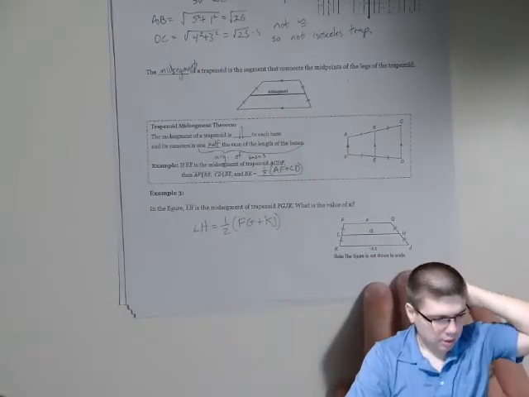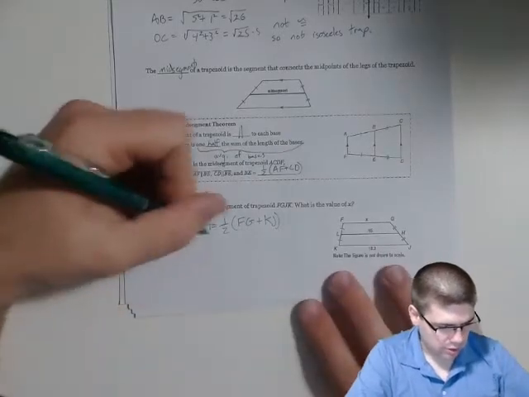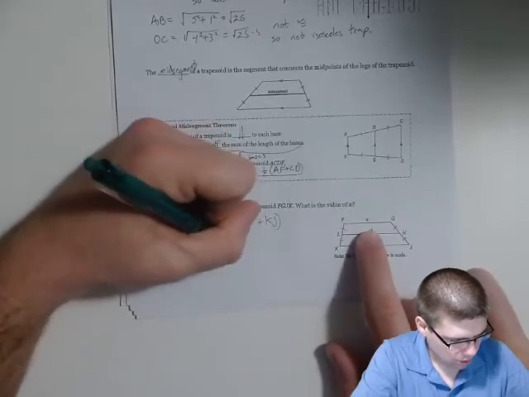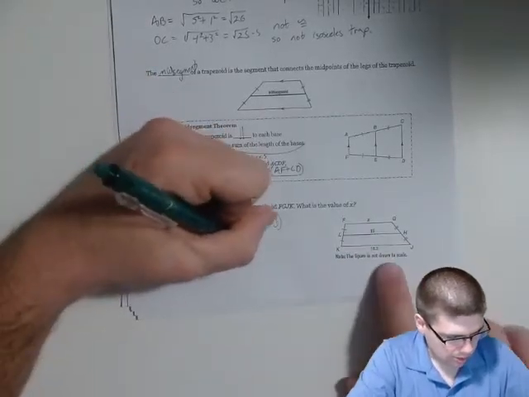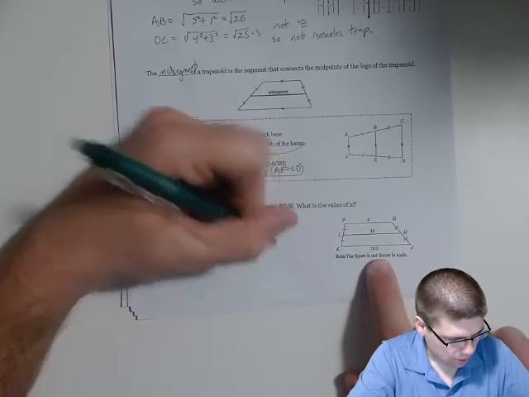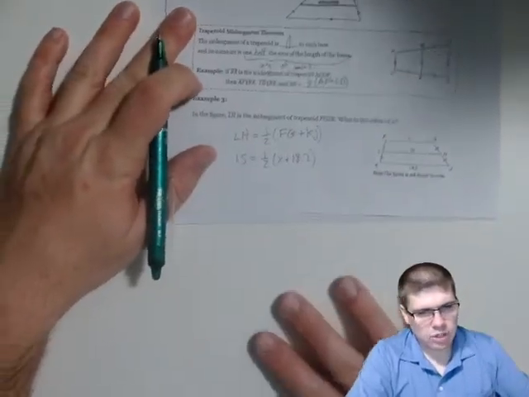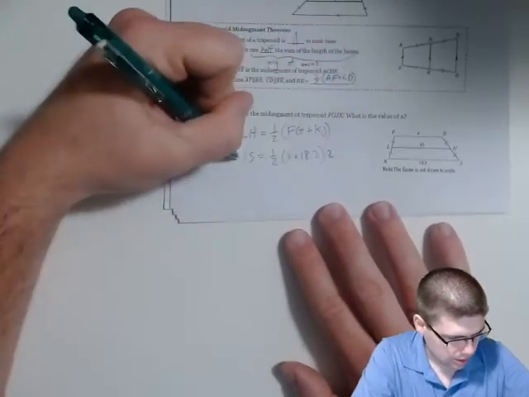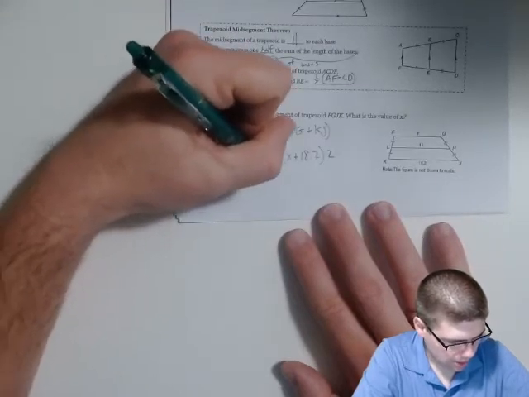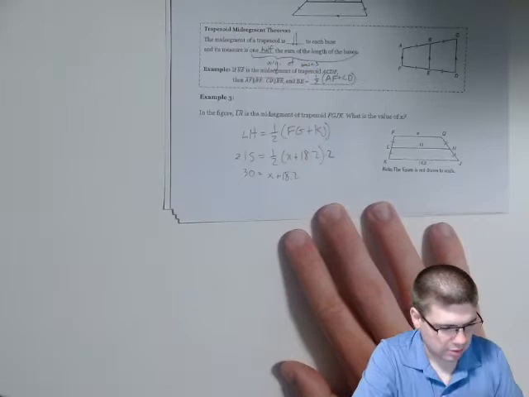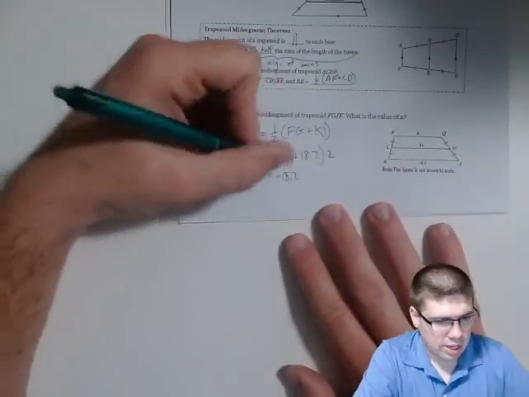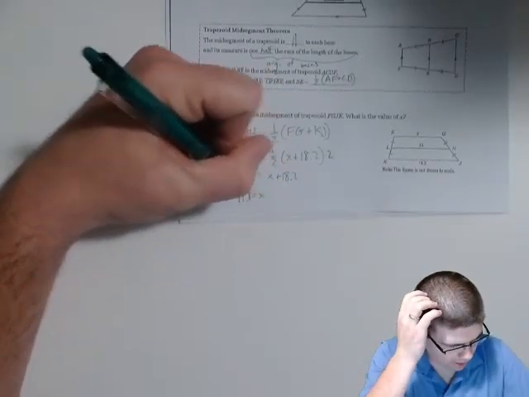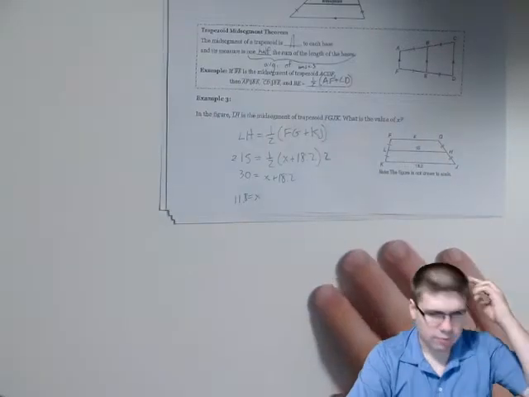All right, so we can plug in what we know and solve for those things. So LH is 15, which is equal to 1/2 of FG, which I'm going to call X, since they've labeled that as X, plus KJ, 18.2. And now we've got an equation that we can solve. So we multiply both sides by 2, right? So times 2, times 2, so that's 30 is equal to X plus 18.2, right? 1/2 times 2 cancels out. And then we can subtract away that 18.2, and we get X works out to be 11.8. And so that's what X would be for that one.